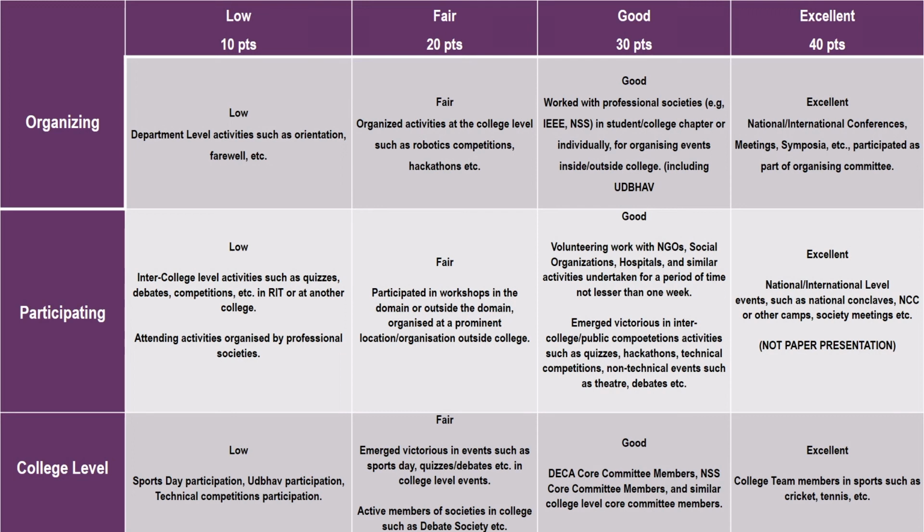Similarly, in participation, when do you give an excellent grade? When he participates in national or international level events such as national conclaves, NCC, other camps and society meetings, etc. It should not be for a technical paper presentation. And at the institute level, for example, you will give an excellent if the college team members are part of sports, cricket, tennis, etc. You can give it at the college level. These are some example rubrics that can be given.